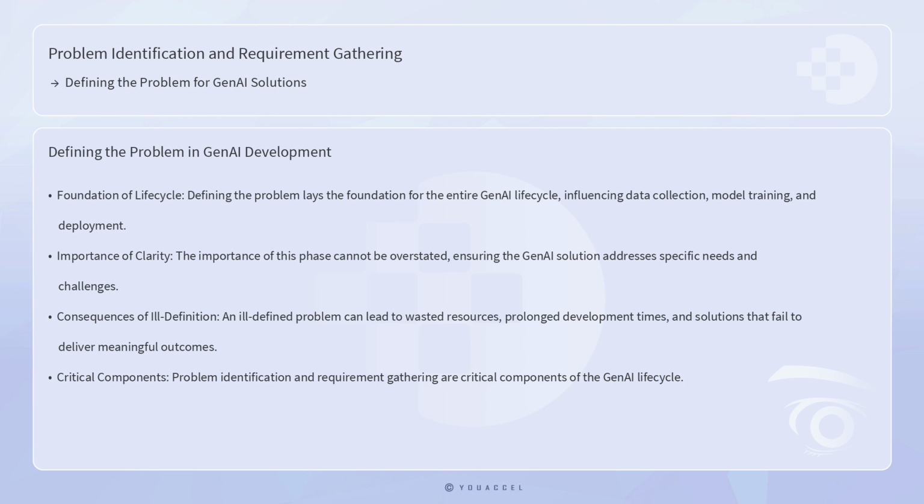The importance of this phase cannot be overstated, as it ensures that the GenAI solution addresses the specific needs and challenges faced by an organization or individual. An ill-defined problem can lead to wasted resources, prolonged development times, and solutions that fail to deliver meaningful outcomes. Therefore, problem identification and requirement gathering are critical components of the GenAI lifecycle.